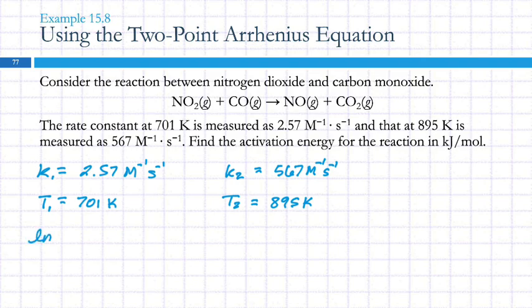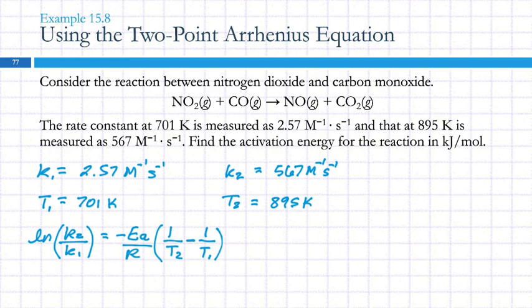So our equation is natural log of the quantity K2 over K1 is equal to negative EA over R, 1 over T2 minus 1 over T1. This equation has lots of pieces. It's got a natural log in there, and you've got subtracting fractions. You don't want to rearrange this one first. You want to take your numbers in, stick them in, and then deal with it and straighten it out.